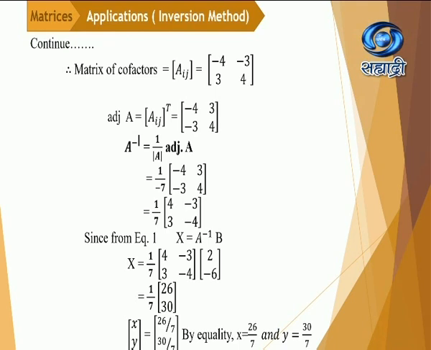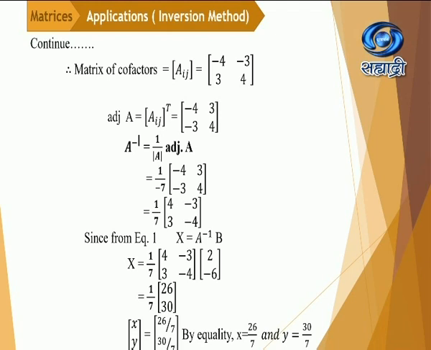So by equality of matrices, x is 26 by 7 and y is equal to 30 by 7, which is nothing but the solution of the system of linear equations. So the 4 marks distribution is, first of all, the first mark is for writing the given system in matrix form.